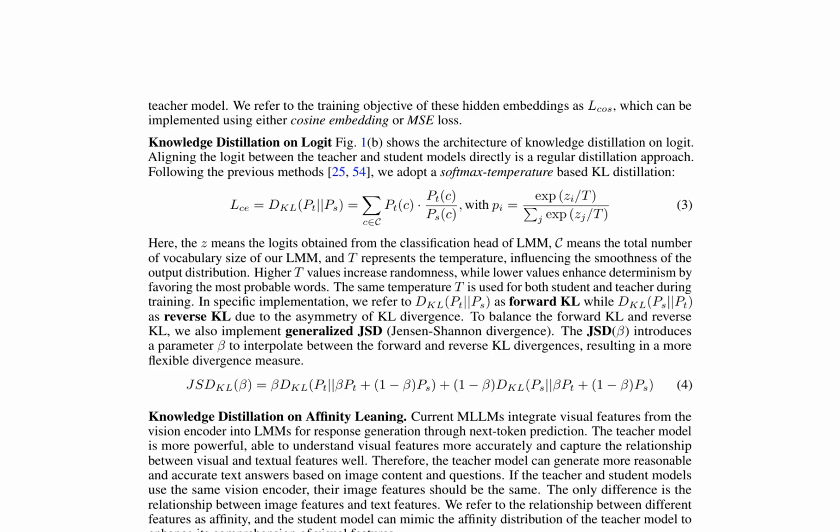the context of multimodal learning. The authors introduced two primary methods for knowledge distillation: logit-level distillation and feature-level distillation. In logit-level distillation, the authors employ a softmax temperature-based KL distillation approach, where the student model is trained to align its logits with those of the teacher model. The authors also explore the use of Jensen-Shannon divergence, JSD, to balance the forward and reverse KL divergences.